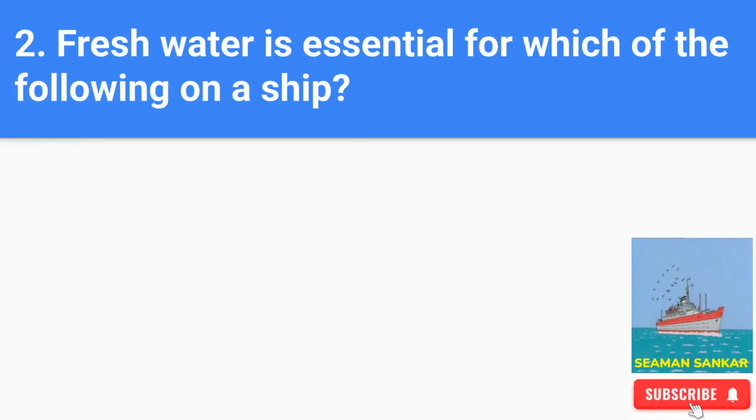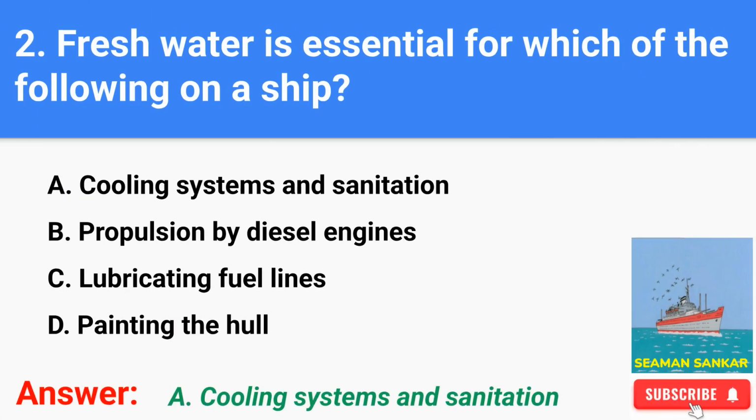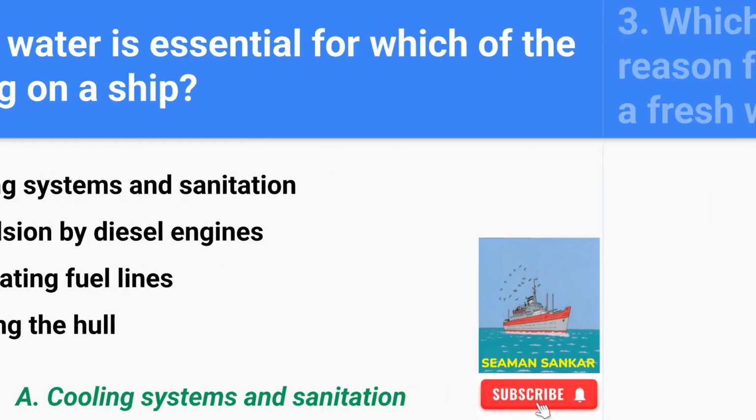Question 2. Freshwater is essential for which of the following on a ship? A. Cooling systems and sanitation. B. Propulsion by diesel engines. C. Lubricating fuel lines. Or D. Painting the hull. The answer is A. Cooling systems and sanitation. Freshwater is critical for maintaining engine cooling and for sanitation purposes, such as washing and cleaning.